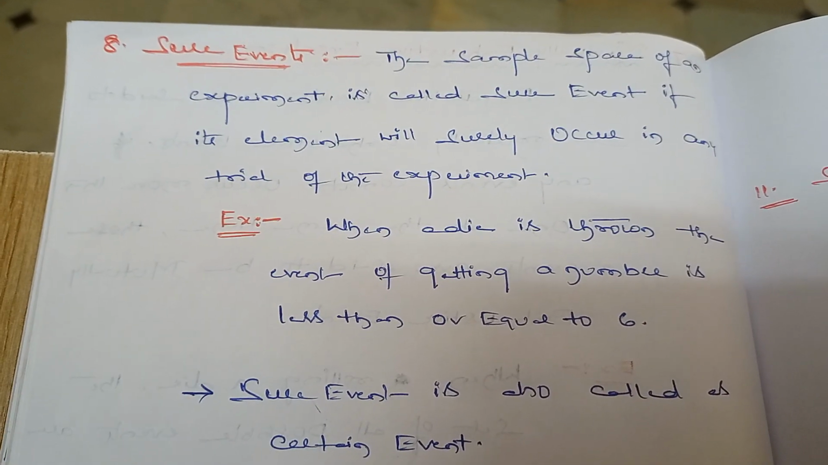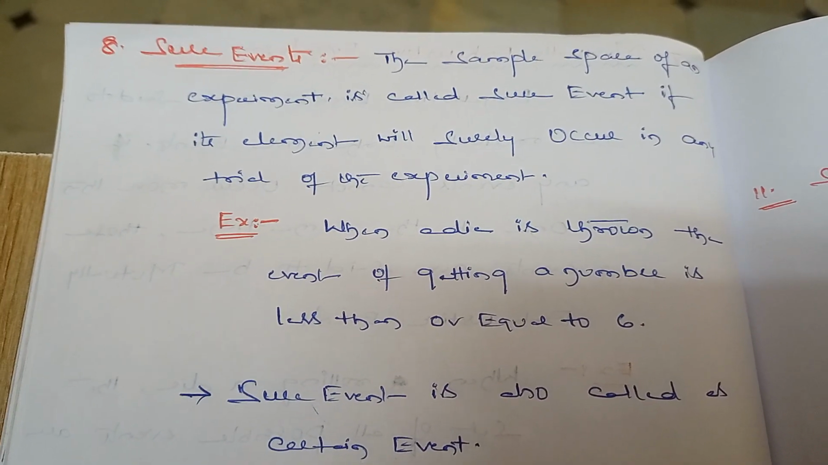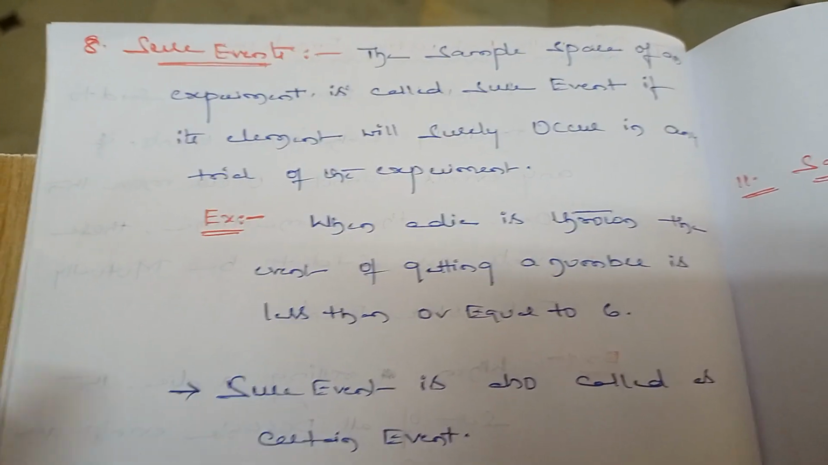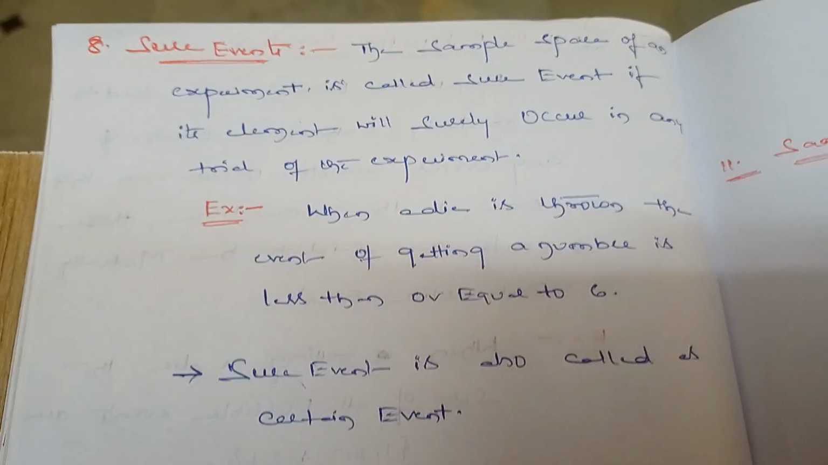What are the limits here? What are the boundaries here? Between 1 and 6. Those are called the sure events. Sure events are also called certain events.